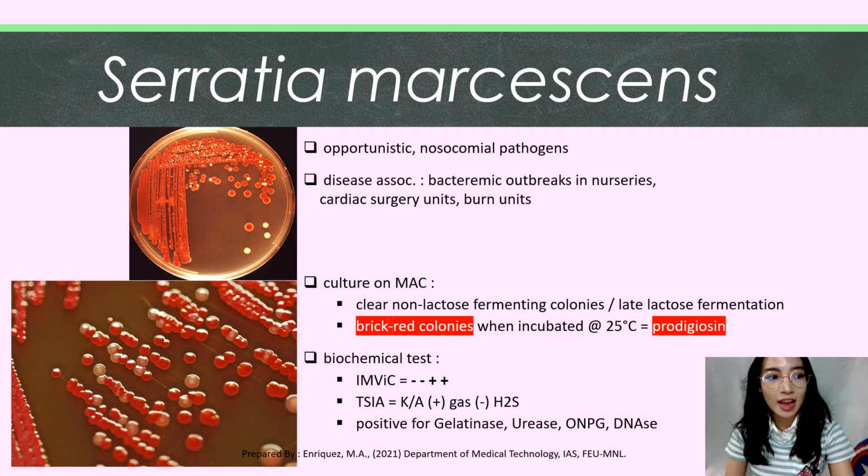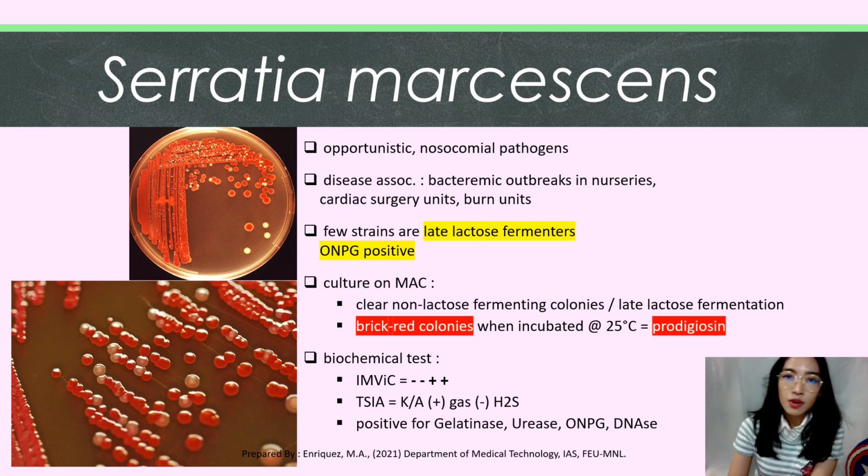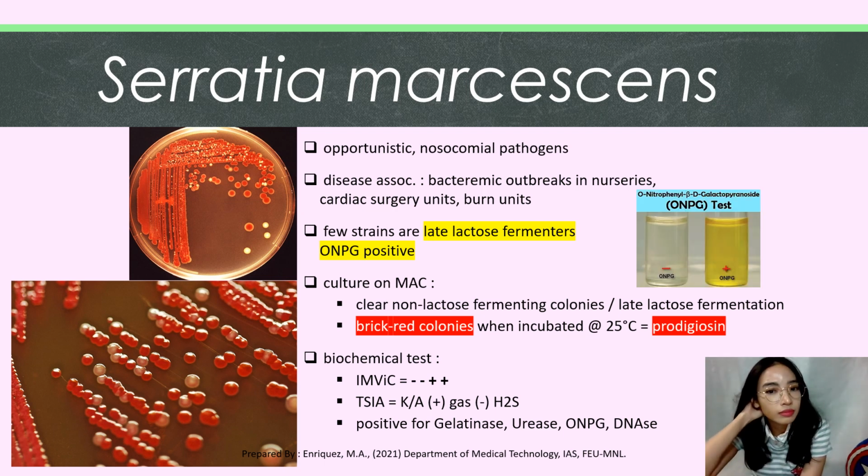So recall time po tayo ulit. From what we have learned from chapter 9, which biochemical test should we perform to identify late lactose fermenters? The correct answer is ONPG, or the orthonitrophenyl beta-D-galactopyranoside test, which is done to determine if a bacteria is a late lactose fermenter. Okay? So ayun po.